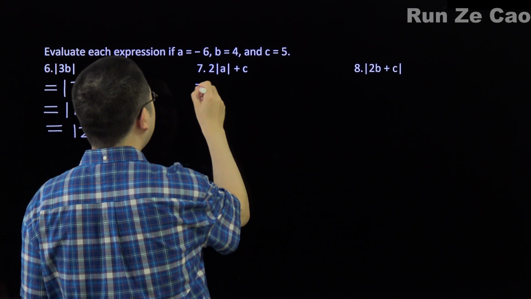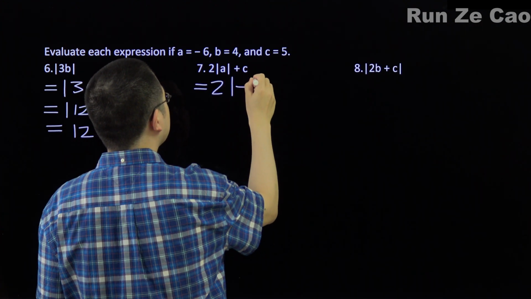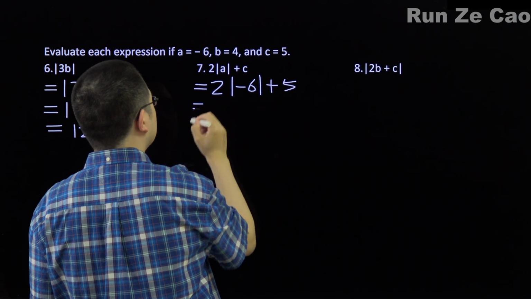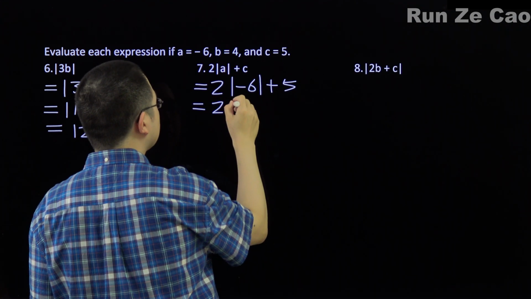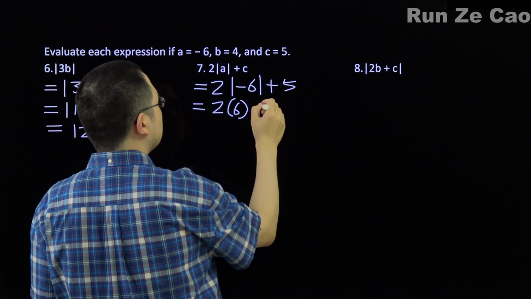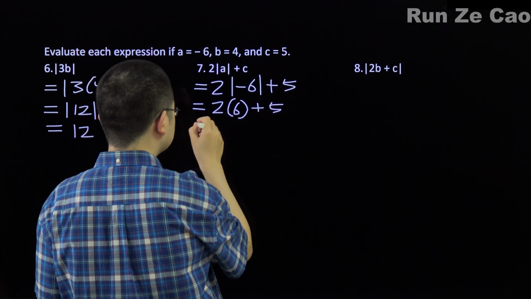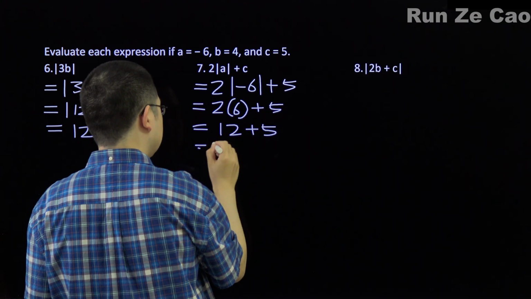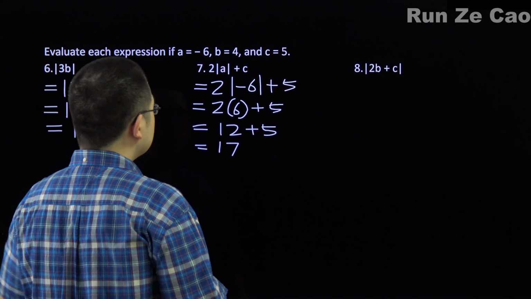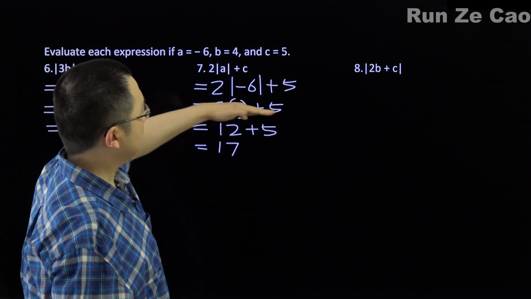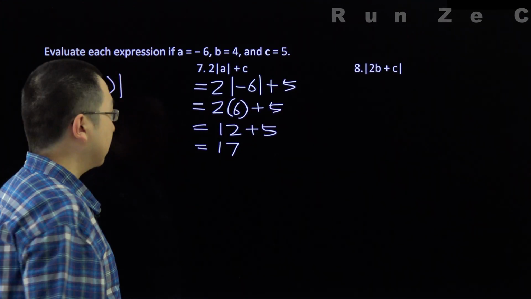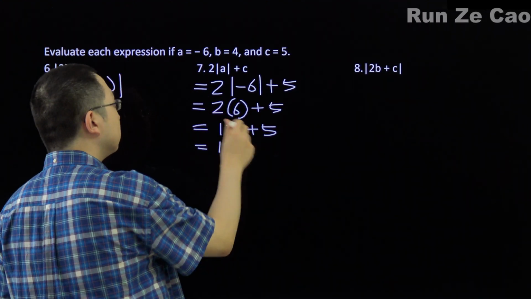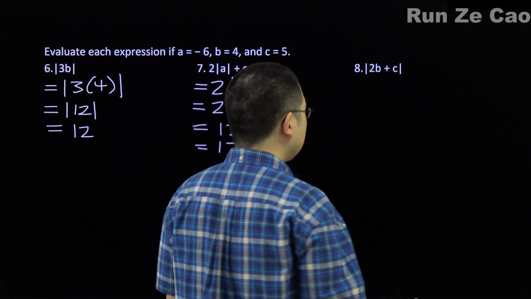2 times magnitude of A, 2 times magnitude of -6, plus C, which is 5. Well, that's going to be 2 times 6, plus 5. So 12 plus 5, which is 17. This step here is optional once you get reasonably practiced at this type of problem, because 2 times magnitude of -6, oh, that's just 2 times 6. Okay, 12. You could just do that.